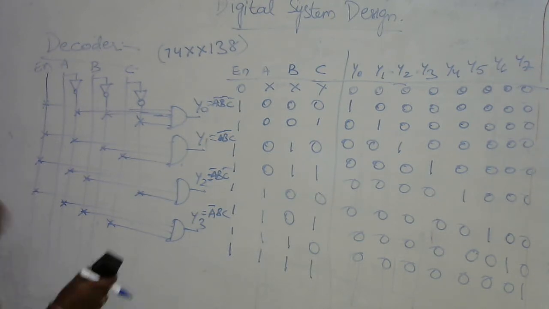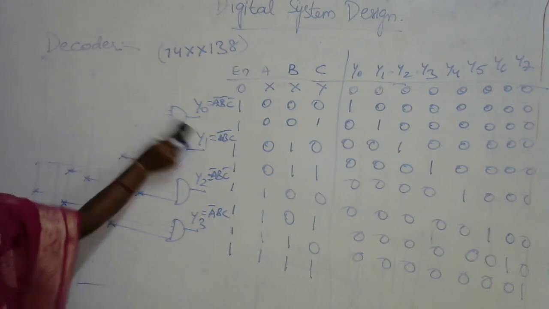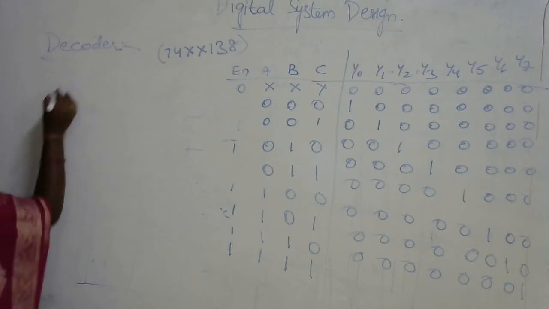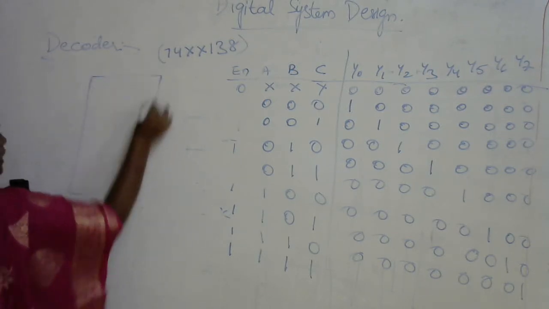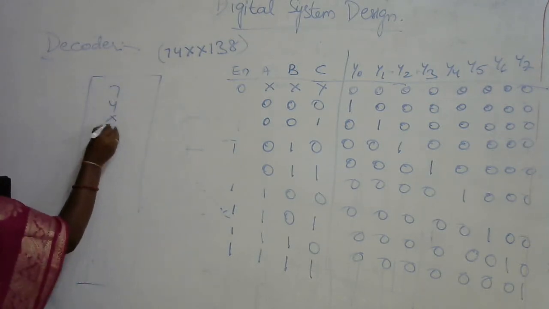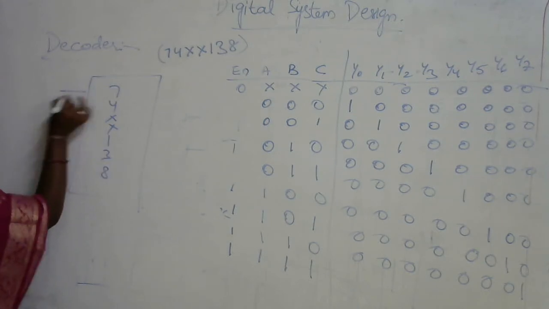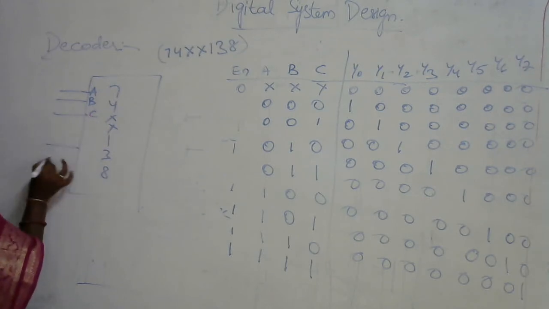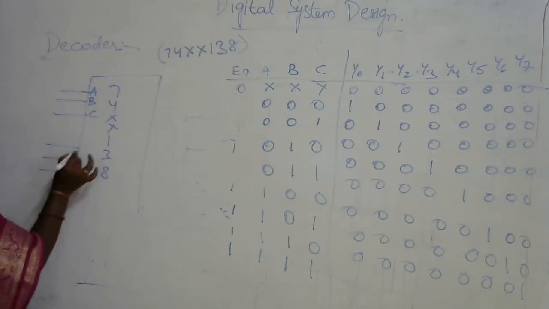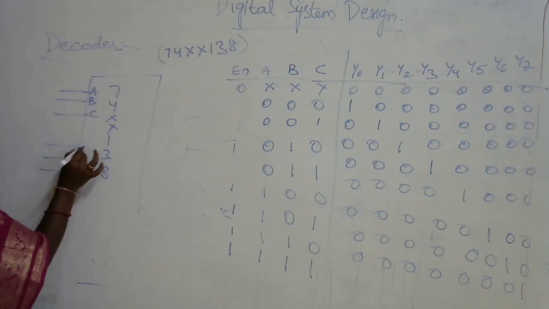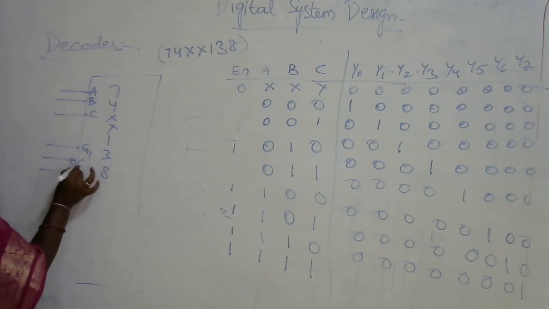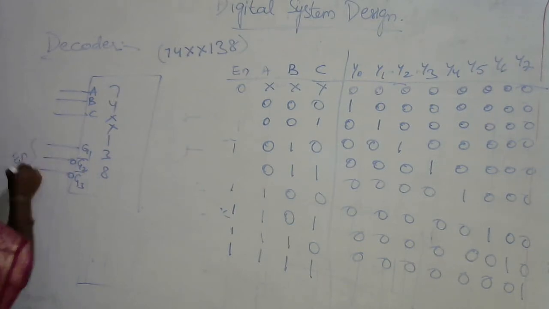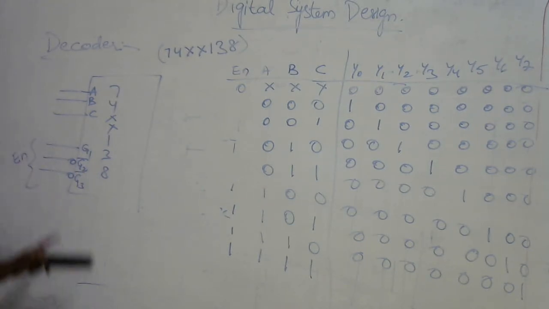So here I will show you the IC structure of the 74138. In the case of the 74138 IC, it consists of three inputs. Those three inputs are A, B, C. It consists of three enable pins. One is an active high enable pin, this is G1, and this is G2 bar, G3 bar. So totally these three are nothing but called enable pins or control inputs.